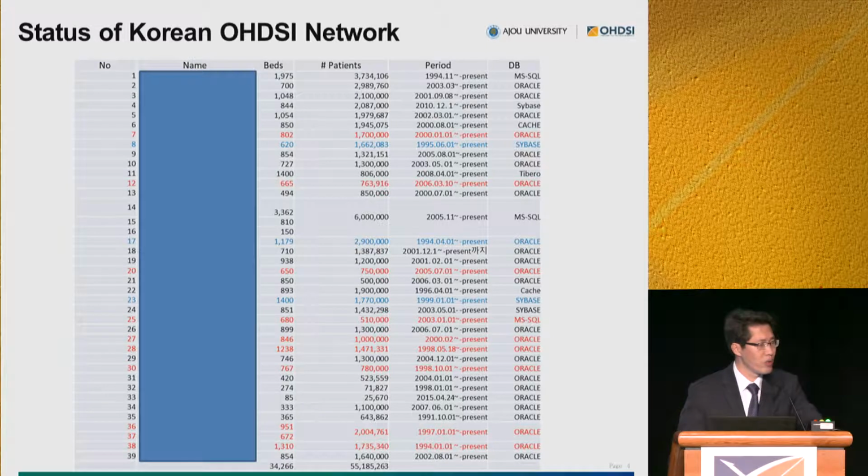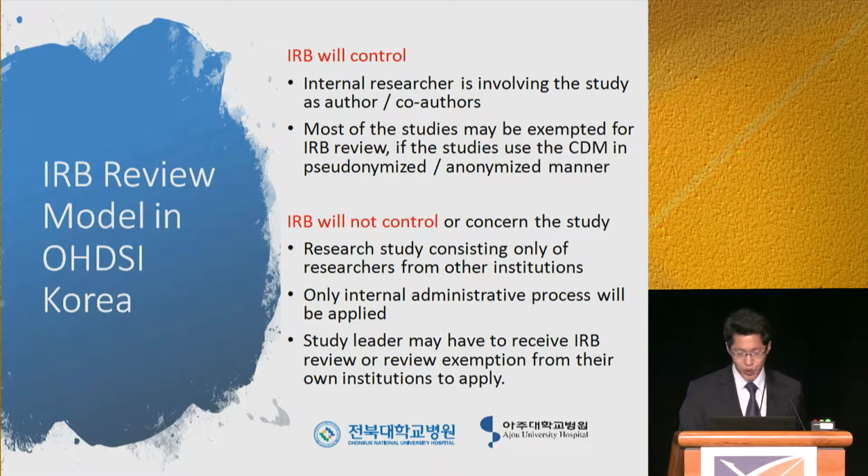And next year, the ETL team may increase to up to 10 ETL teams. So basically, our goal is converting 42 hospitals EHR data into OMOP CDM by the end of 2020, but I believe we can finish it earlier. So I hope it. Second progress is IRB review models in AHDSI Korea.